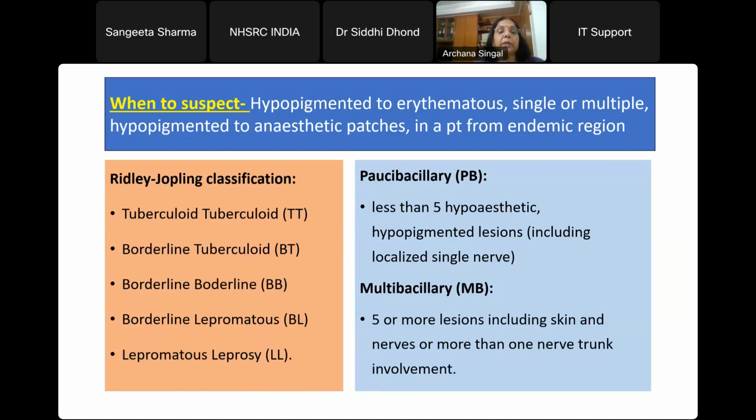So when to suspect, these 2 lines are important. When you see hypopigmented or erythematous lesion, which can be single or multiple, hypoanesthetic to anesthetic in a patient from endemic region. So patient can be from Eastern Bihar, Eastern UP, Bihar, Chhattisgarh, Jharkhand. These are the areas where leprosy is endemic. So WHO says if there are 5 lesions or less than 5 lesions, it is paucibacillary. If there are more than 5 lesions, including 5, it is multibacillary.